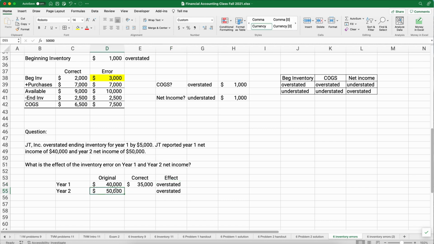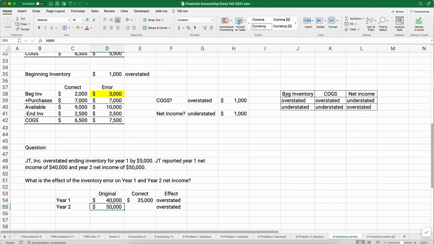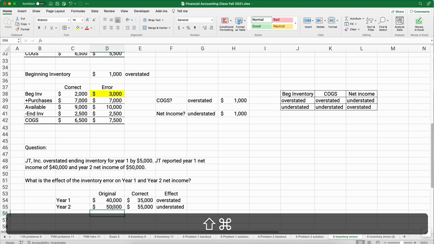Now, what about year 2? Now, think about this. Ending inventory for year 1 becomes beginning inventory for year 2. So what if in year 2 we have beginning inventory and it's overstated? Well, it's going to understate net income. So what we have is we need to take the 50,000. It was too low by 5,000. We're going to add the 5,000. So the effect on net income is we didn't overstate net income, we understated net income when we reported the 50,000.